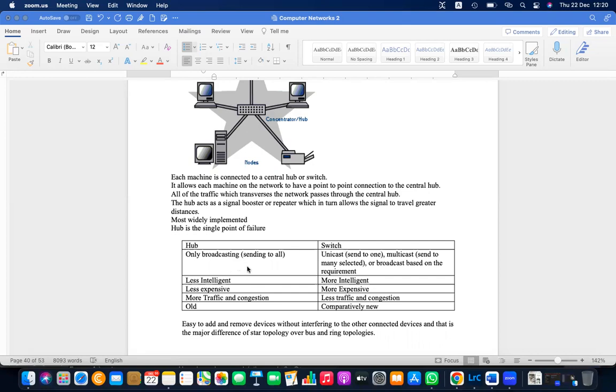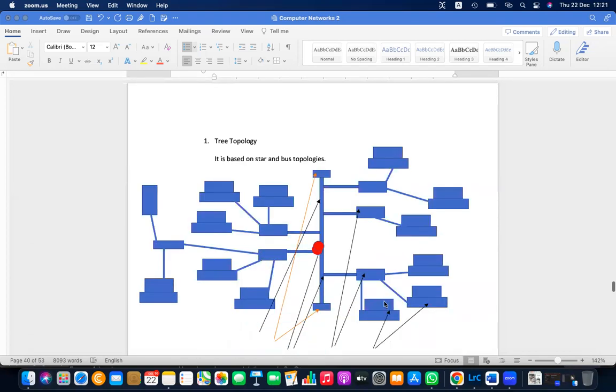Here it is repeating. Whatever signal comes to the hub is repeated to all other nodes. That is high traffic, less intelligent, less expensive, and more congestion also. It's old. But switches are smart, more intelligent, expensive, and have less traffic or congestion because they send only to the selected parties. It is new when compared to the hub.